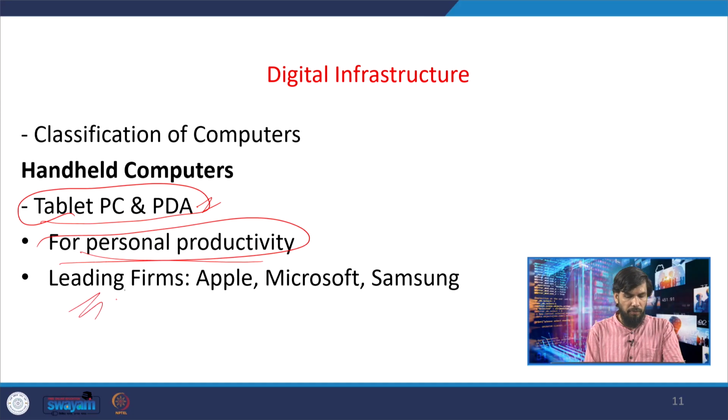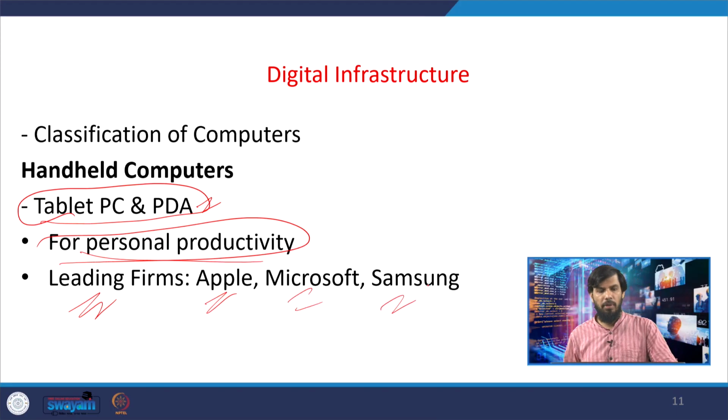So what are the leading firms? The leading firms in this case are Apple, Microsoft, Samsung. These are the leading firms, and there are lots of tablet products and tablet series being offered by some of these firms, right.